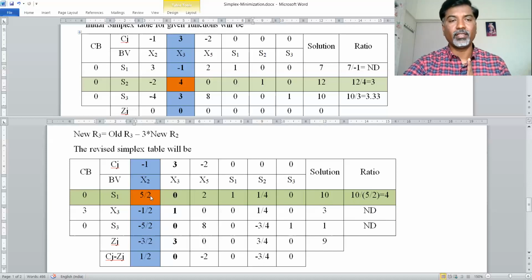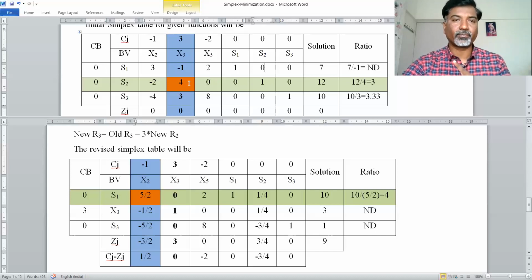The same rule we have to apply. We have to make the key cell value equal to 1 and the other values of that particular column should be 0. So what do you have to do to make this value equal to 1? If you multiply this value by 2 by 5, then we will get 1. 5 by 2 multiplied by 2 by 5, the denominator and numerator cancel one another and it becomes 1.